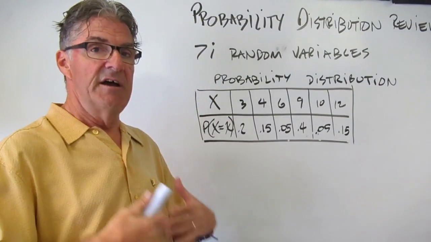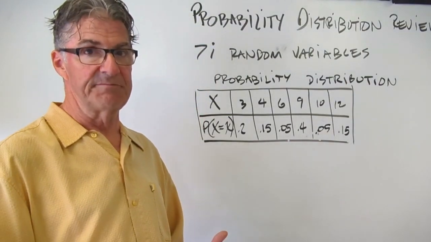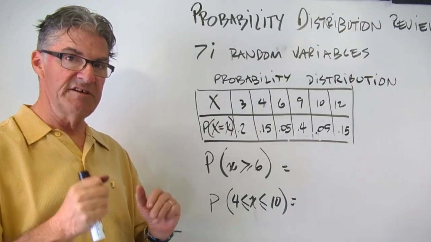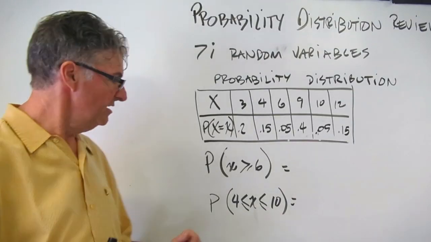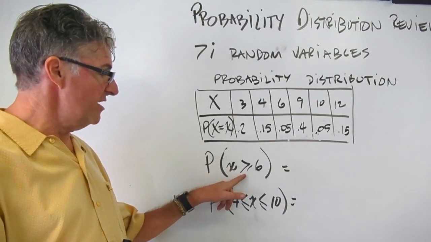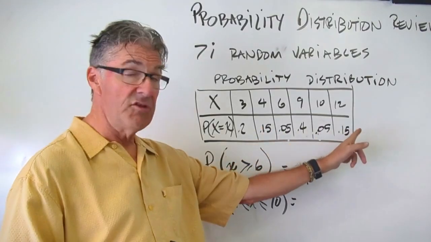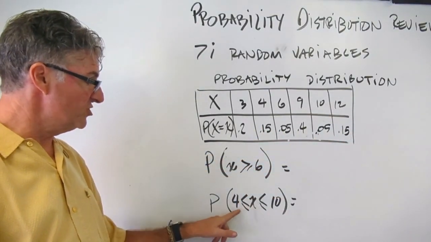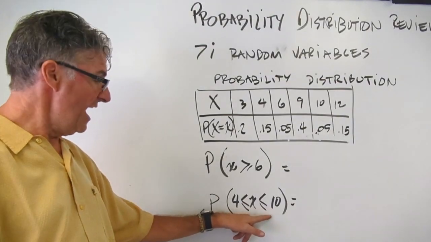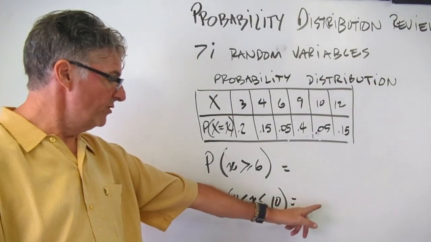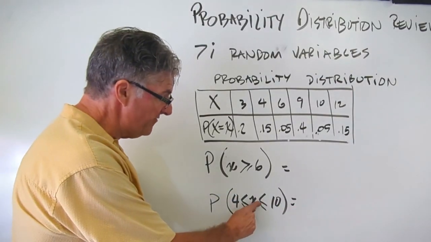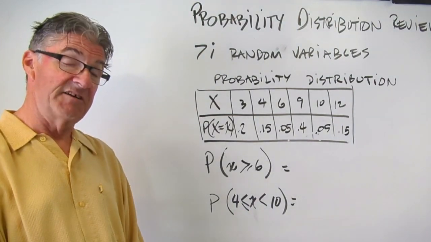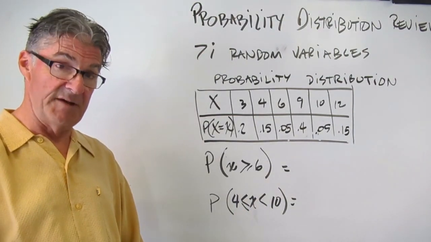Now we can start calculating some probabilities. Two quick calculations. I'm going to tell you what to do; pause the video and do it. The probability that x is greater than or equal to 6: you just add up all those probabilities. The probability that x is between 4 and 10, same thing: add up all those probabilities. I'm going to make it just a little more difficult by taking that off of there. Pause the video, do both of those, and come right back.